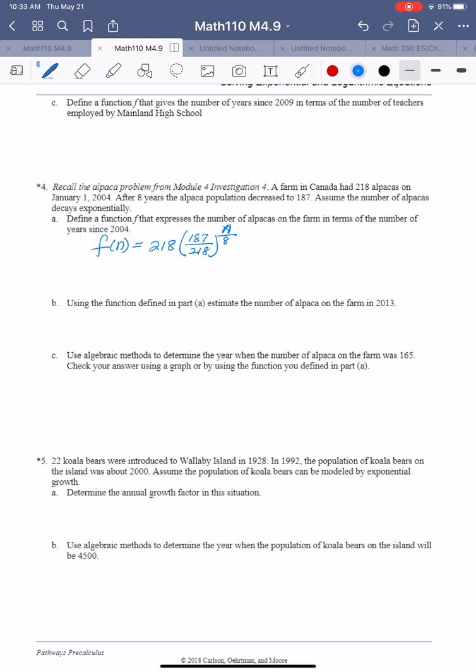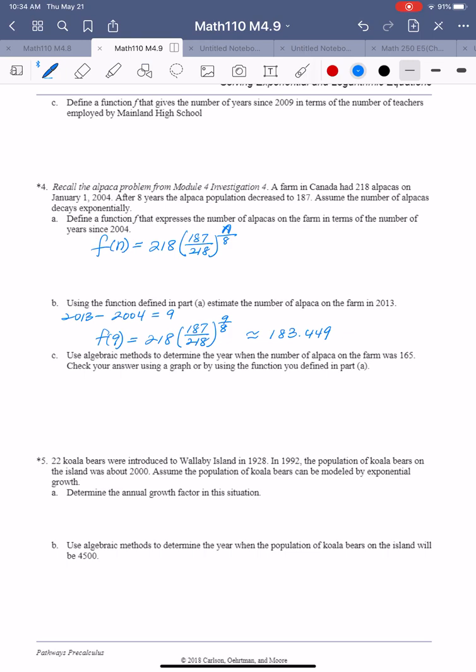Use the function defined to estimate the alpacas in 2013. So 2013 minus 2004 is 9 years apart. Now we want to know how many alpacas, so n equals 9: 218 times 187 over 218 to the 9 over 8. It's about 183 alpacas.